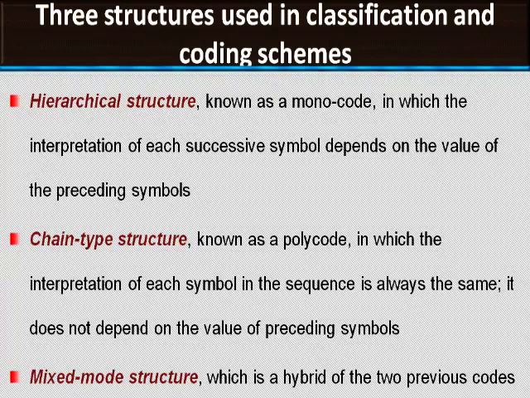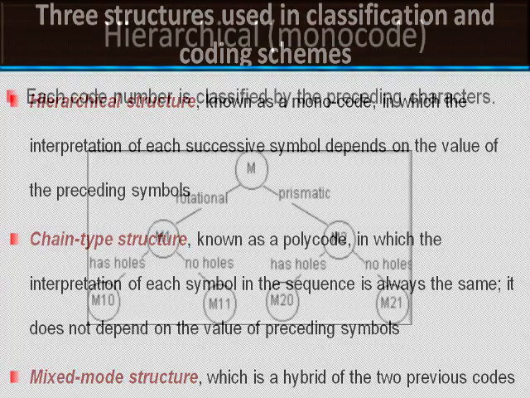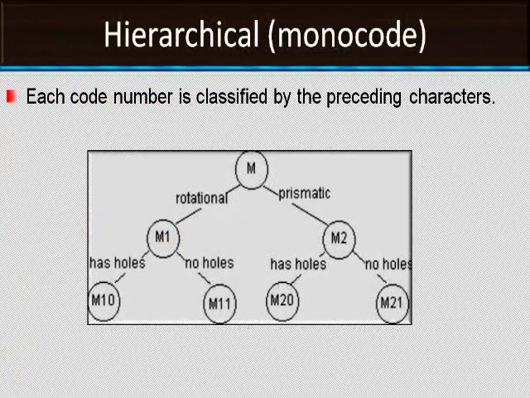The third variety of code is the mixed coding structure, which is a hybrid of previous codes. If you take the mixed code structure, some portion of the code follows the monocode structure, and the remaining portion follows the polycode structure, which has the advantages of both the coding structures that we have previously discussed. So now let us discuss the monocode structure.